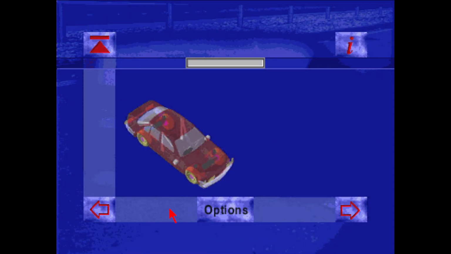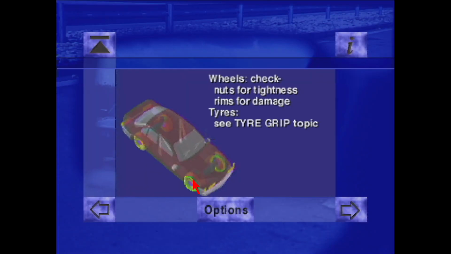Click in turn on the features of this car. A safety checks box will appear, together with spoken advice. Carry out these checks on your own car. Check wheel nuts for tightness, particularly a few hundred miles after servicing or tyre replacement. Take care to avoid hitting curbs and check wheel rims regularly for damage. Looking after your tyres is vitally important. See the tyre grip topic.